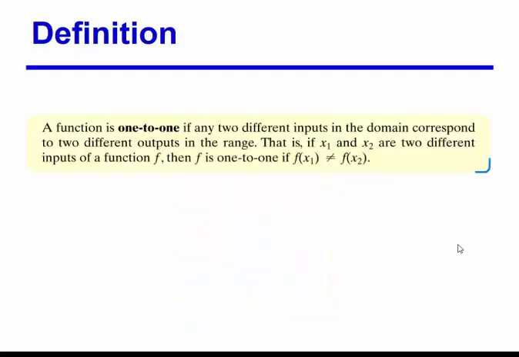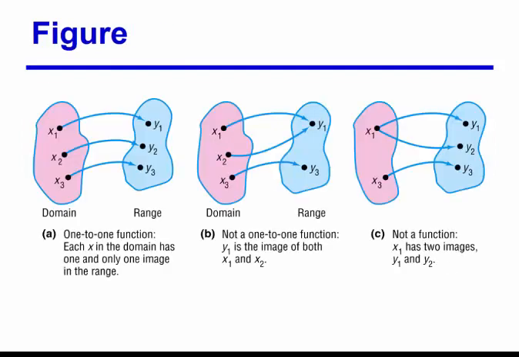So the formal definition: a function is one-to-one if any two different inputs in the domain correspond to two different outputs in the range. That is, if x1 and x2 are different inputs of a function f, then f is one-to-one if f of x1 does not equal f of x2. So here's another example. In A, this is a one-to-one. Again, you can see I have 3 elements in the domain, 3 in the range. They're all mapped individually, so that's a one-to-one function.